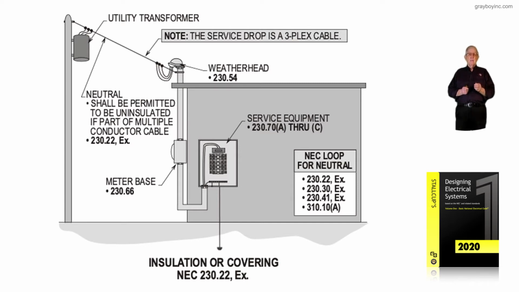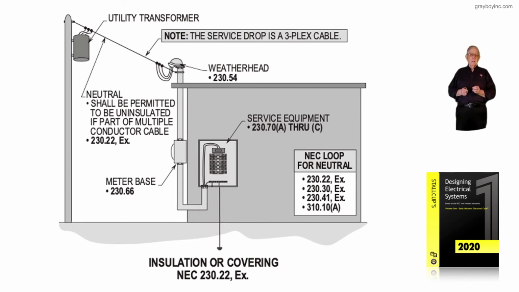Now, for example, say at the weatherhead we had 4 conductors routed through the meter to a 225 amp main in the service equipment, with the sections 230.70A through C that we would review. Then notice, based upon the 4 conductors, we would have a number 2 neutral that would be connected to the support conductor, the bare conductor that we'd have there in the multiple conductor cable.